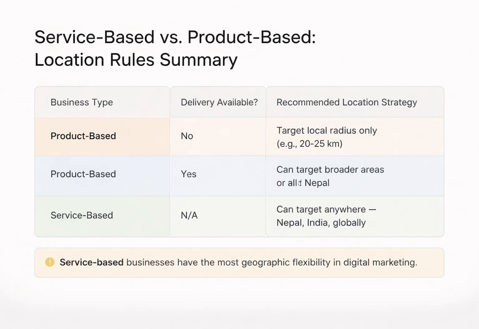Let's consolidate the location targeting rules into a simple summary. For product-based businesses without delivery, target only your local radius. For product-based businesses that do offer delivery, you can expand your targeting to broader areas or even all of Nepal. And for service-based businesses, you have the most flexibility. You can target anywhere in the world.